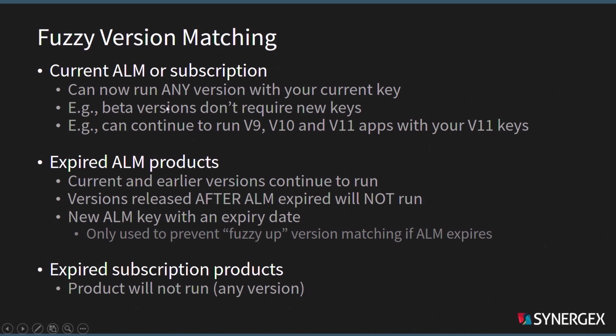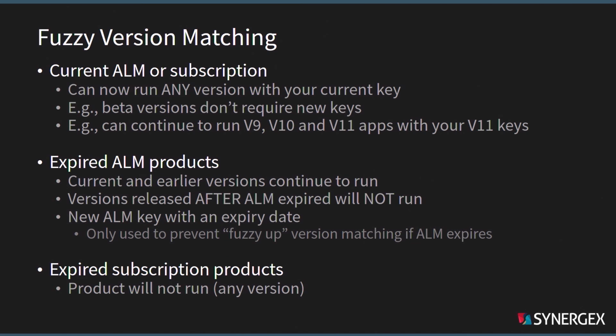Another nice thing, I mentioned this briefly this morning in the product update. We now support fuzzy version matching. What this basically says is that as long as you have either a current ALM agreement or a current subscription, you can run any version that's released at this point in time. And you don't need specific keys for that version. Back in the day, if you wanted to run version 8, 9, and 10 software, you'd have to have version 8, 9, and 10 license keys installed on the machine.